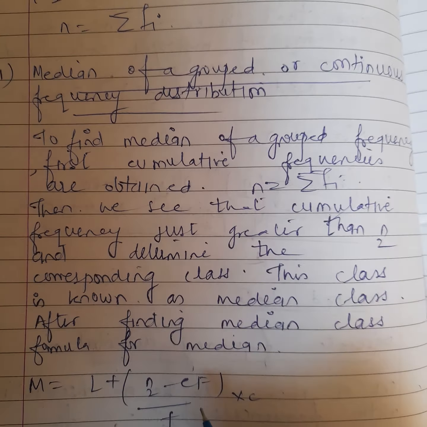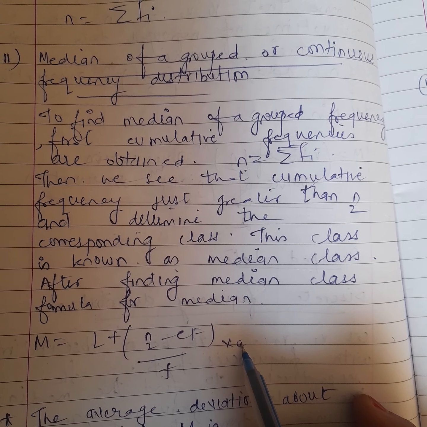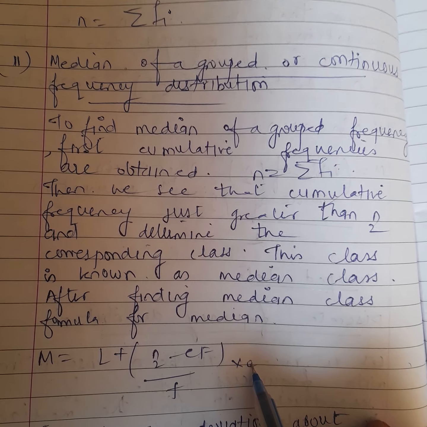Capital F, or we can say cumulative frequency cf, is the cumulative frequency of the class preceding the class in which the median lies. And small f is the frequency of the median class. Here c is the length of the class interval of the class in which the median lies.